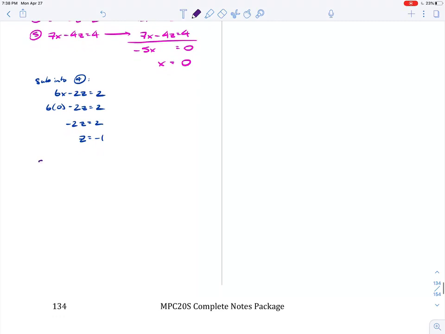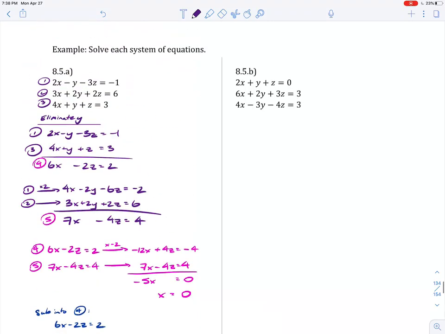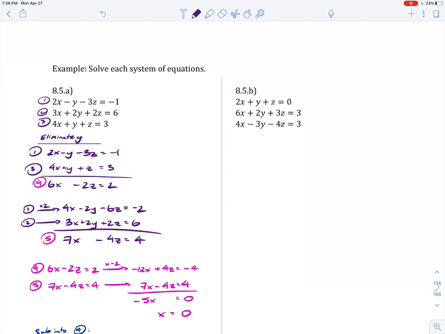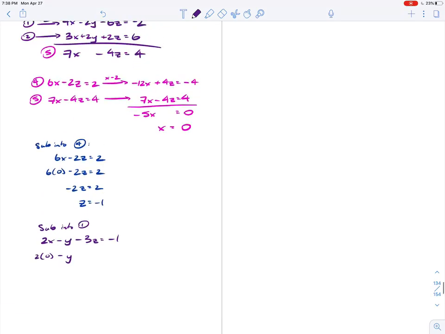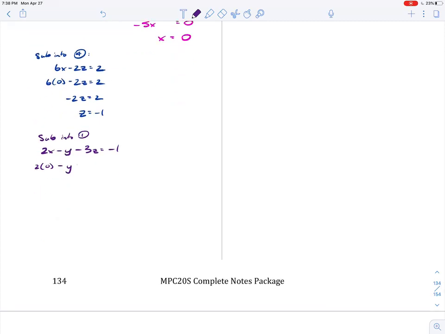And then, let's go back to my purple, because that's what I was using when I was in 3D mode. I'm going to pick equation 1, which said 2, negative 1, negative 3, negative 1. And plug in what I know. I know x is 0. I do not know why. No, I do know why. It's because I solved it to make it 0.